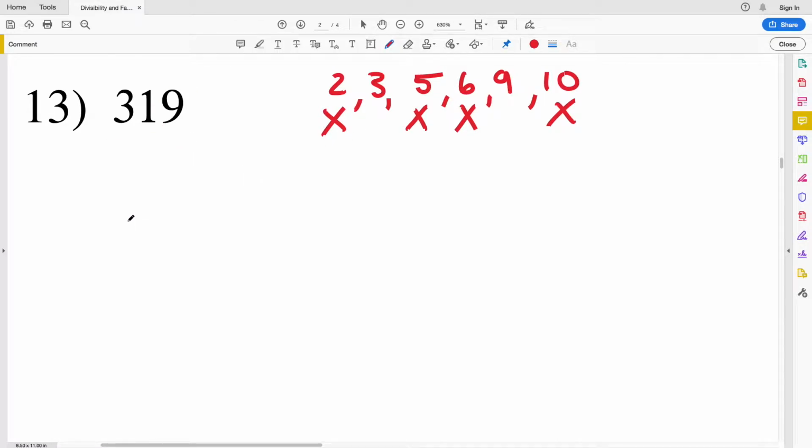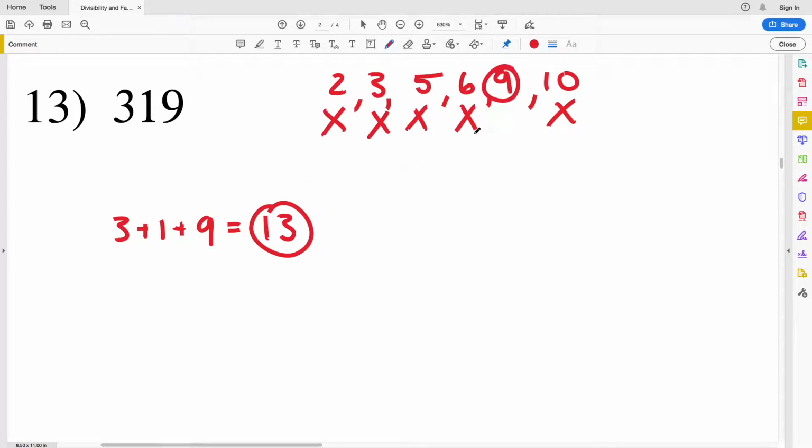Sum these digits. 3 plus 1 plus 9 is equal to 13. Is 13 divisible by 3? No, 3 does not go into 13 evenly. The closest number that goes into 13 with 3 would be 12. So one away, we know it's not going to go into it evenly.